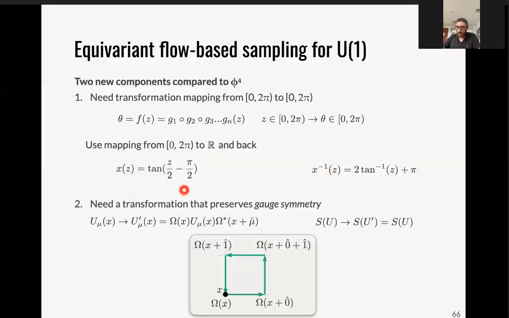Okay, and then you also need a transformation that preserves, in this case, gauge symmetry, right? Gauge symmetry means that if I transform a link variable by a local gauge transformation like this one, so basically a U(1) variable at each site, that's a local gauge transformation. If I transform my fields with an arbitrary one of these omegas, then the action is unchanged because the action only depends on the plaquette.